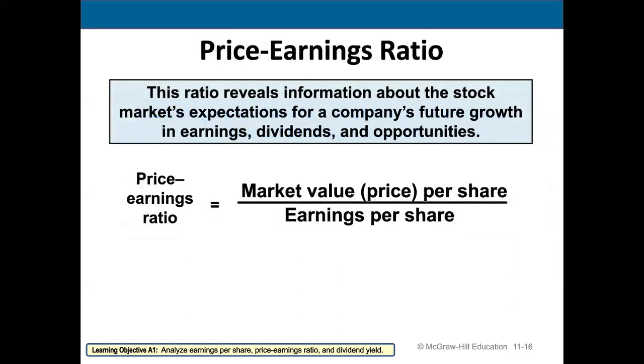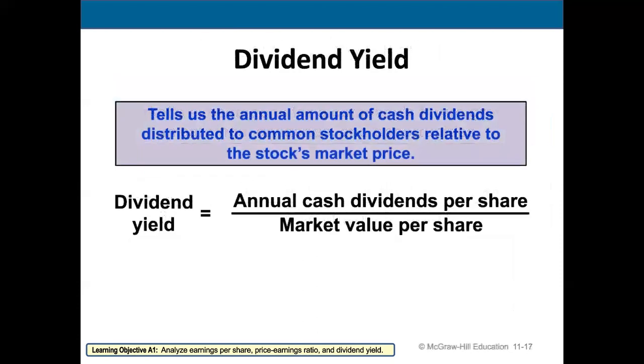And again, we'll see price to earnings ratio in this chapter, which is the market price per share of stock divided by its earnings per share. And one more, dividend yield. This is the amount of cash dividends a company pays per share divided by its market value. So it gives us a yield on the dividend.